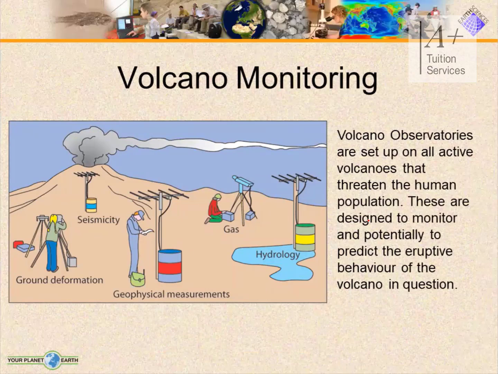Volcano observations are set up on all active volcanoes that threaten the human population. These are designed to monitor and potentially to predict the eruptive behavior of the volcano in question. So there are different machines and geophysical measurements: ground deformation, seismicity, and hydrology. Different equipment is used to determine how the volcano is doing. Is it a dormant volcano?